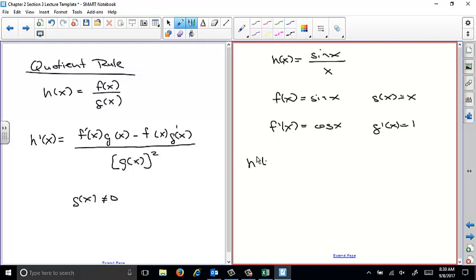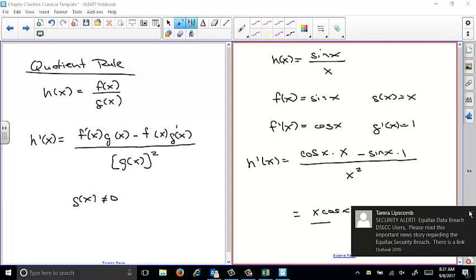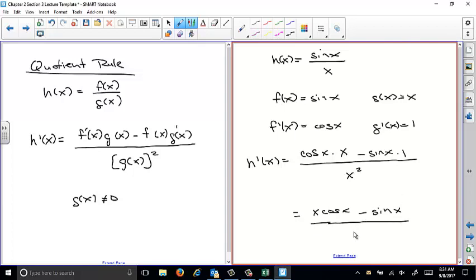So we know that h prime of x equals the cosine of x times x. So we take this times that minus the sine of x times 1, all divided by g of x squared. And sometimes you can simplify it. The only thing you really can simplify here is, typically, if you have a product of a polynomial and a trig function, you put the polynomial first, and then the second one I could drop the 1 and divide by x squared.